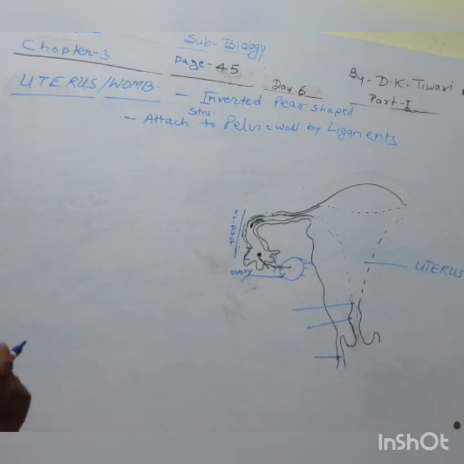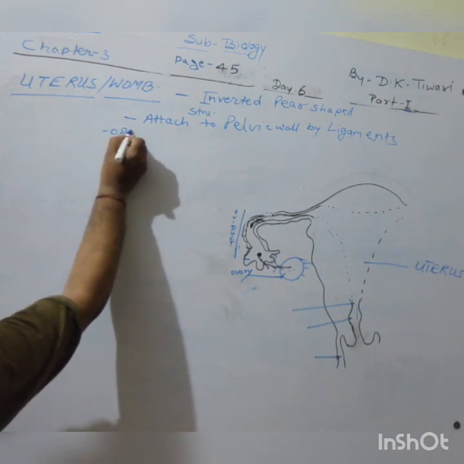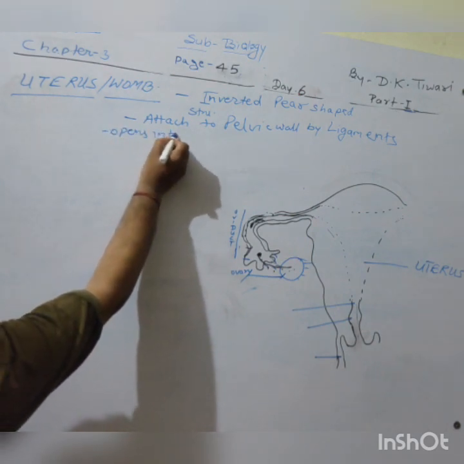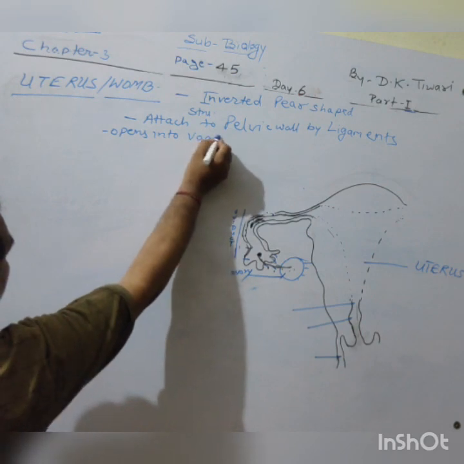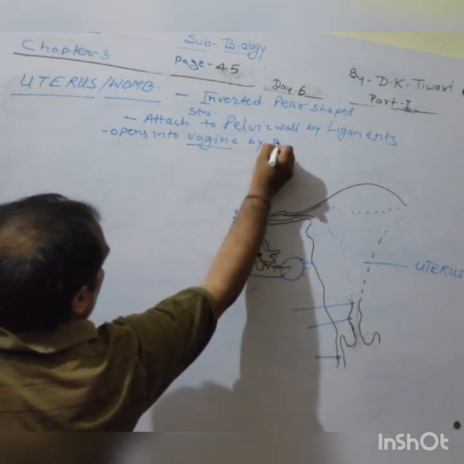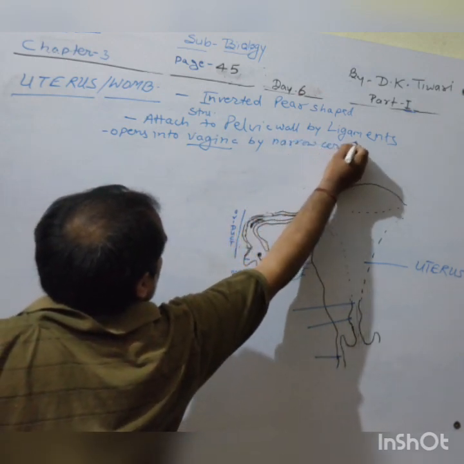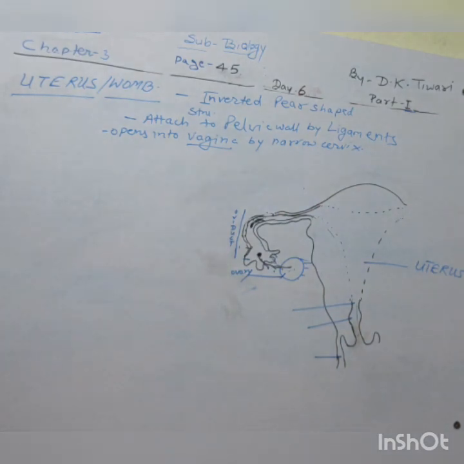Now it opens into the vagina by a narrow cervix. So take care of the structure: it is attached to the pelvic wall and opens into the vagina with the help of the narrow cervix.